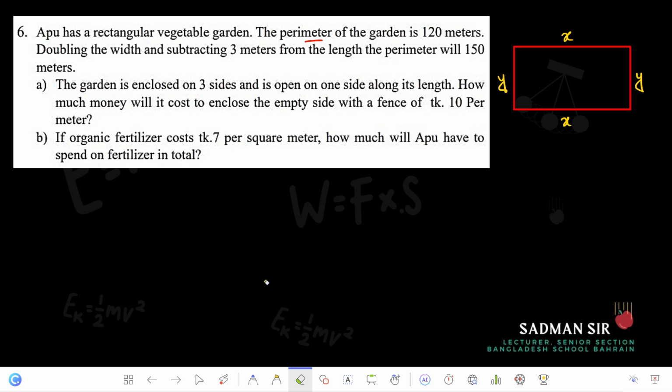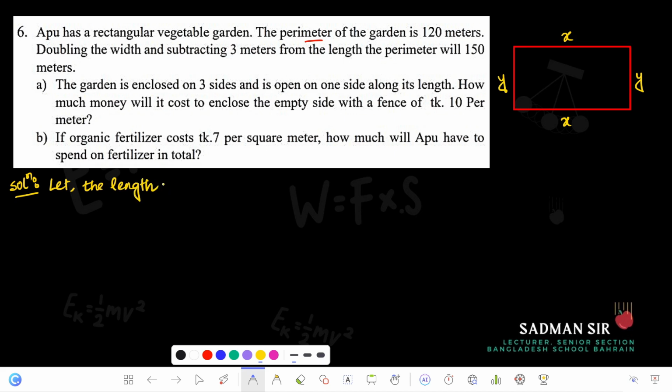They are saying that the perimeter of the garden is 120 meters. So we will develop an equation for that. But before we form the equation, we need to mention that we are considering the length of the garden to be x meter, as they mentioned meter in the question, and the width of the garden as y meter. We are solving number A.